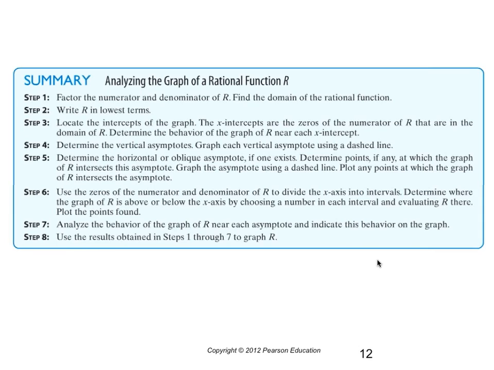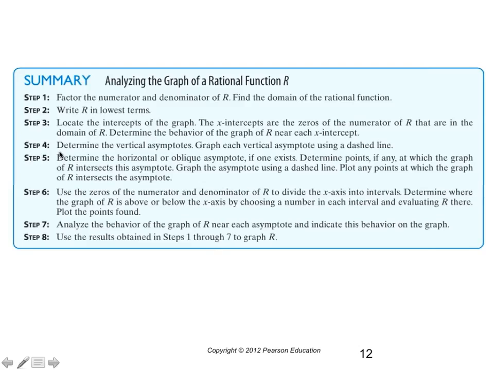Now, we have a way of analyzing graphs of functions which involve a bunch of steps. What we just did is one of the steps, but let's take a look at all of them together, and then let's go ahead and do an example. So step 1 is to always factor the numerator and the denominator, and then find the domain. Step 2 would be to write your rational function in lowest terms. Step 3 would be to locate any intercepts that you have. So the x-intercepts are going to be the zeros of the numerator, and then you determine the behavior of the graph near each of the x-intercepts.